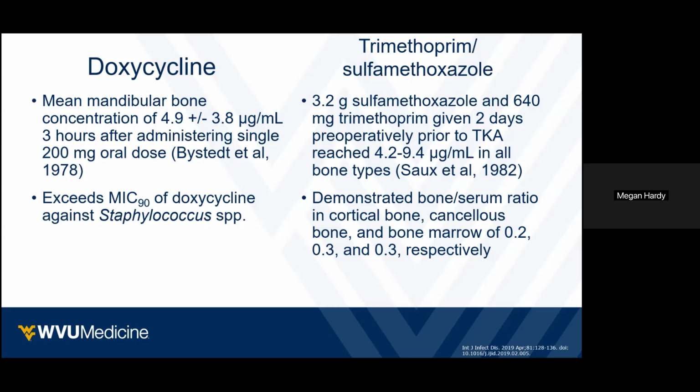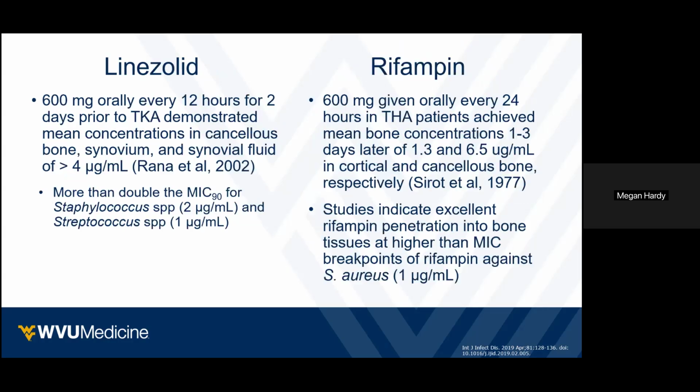So 3.2 grams of sulfamethoxazole and 640 milligrams of trimethoprim, given 2 days preoperatively prior to TKA, reached 4.2 to 9.4 micrograms per ml in all bone types. And this just really demonstrated the bone-serum ratio in cortical bone, cancellous bone, and bone marrow. So it was able to look at 3 different types of bone: 0.2, 0.3, and 0.3 respectively.